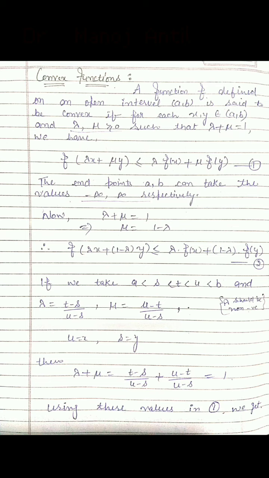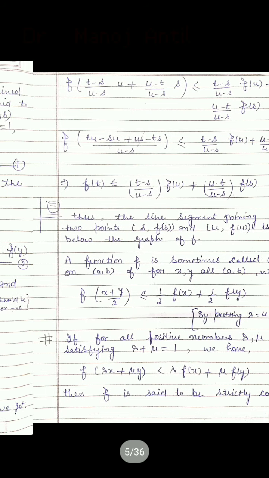And here if we take in between (a, b) three points s, t and u, and we define lambda equal to (t minus s) by (u minus s), mu equal to (u minus t) by (u minus s), then u equal to x, s equal to y. Then what we get? Lambda plus mu is equal to (t minus s) upon (u minus s) plus (u minus t) by (u minus s), and after simplifying it we get it is equal to 1. So we use these results in (1), then what we get?